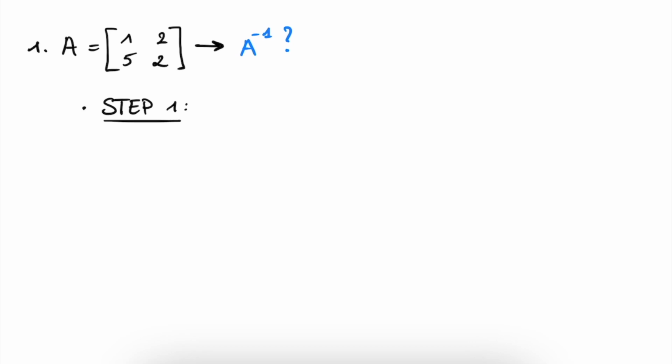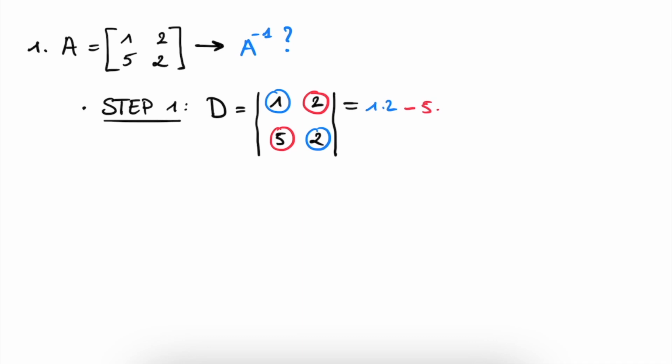In this first exercise, we want to calculate the inverse matrix of this 2x2 matrix. The first step is to calculate the determinant of this matrix, which in this case simply is the determinant of this 2x2 matrix, which we know how to solve. And if you're uncertain on how to calculate this determinant, I gladly refer you to my other video where I show you how to calculate 2x2 determinants. Basically, we multiply these two elements and we subtract the product of these two elements. This means that we get 1 times 2 minus 5 times 2, which is of course 2 minus 10, which is minus 8. And the first step is already done.